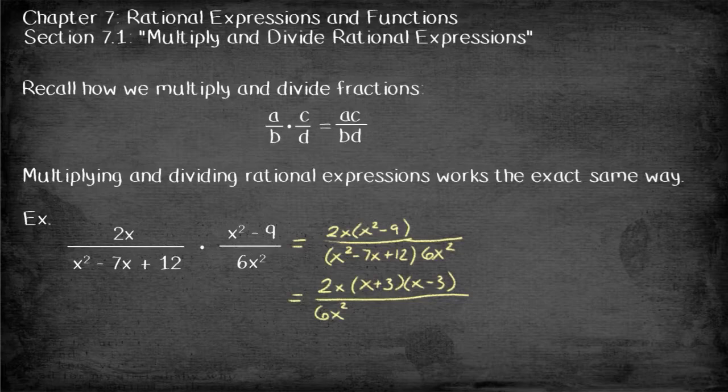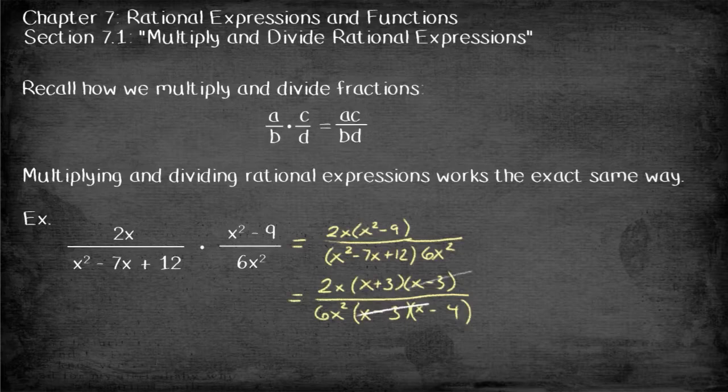Now I need to factor that x squared minus 7x plus 12. So I'll have an x and an x. And I have a positive here, so my numbers are the same sign. They've got to multiply to 12 and add to 7. 3 and 4. Both of them are minus signs. And hey, wouldn't you know, this factor of x minus 3 divides out.